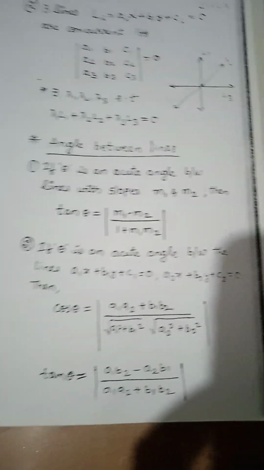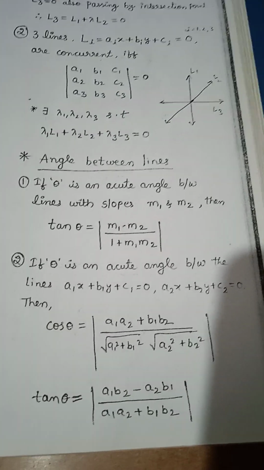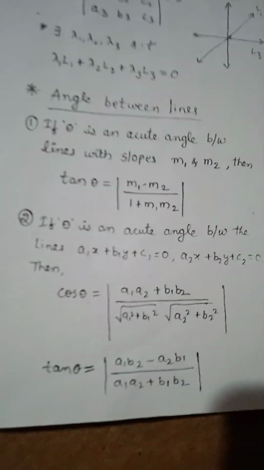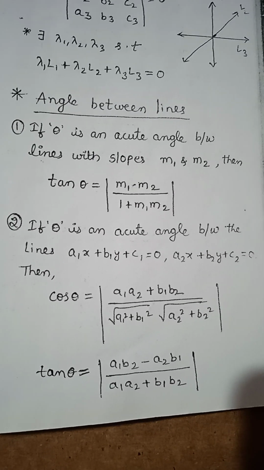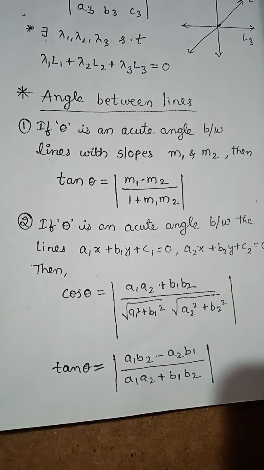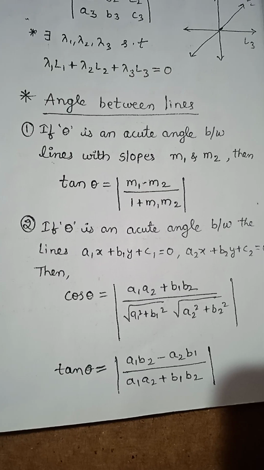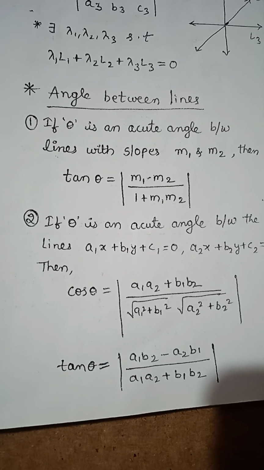Angle between the lines. If theta is the acute angle between the lines with slopes m1 and m2, then tan theta equal to mod of m1 minus m2 by 1 plus m1 m2.